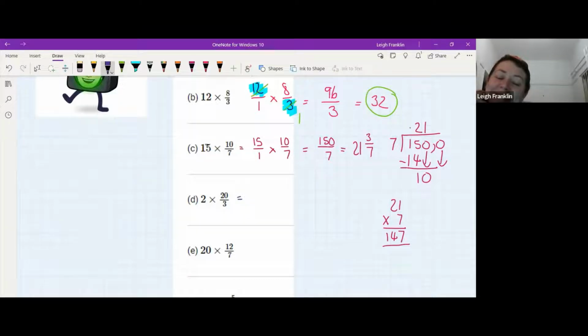So, ma'am, what I did was the whole number 2, I did it 2 over 1 times 20 over 3 equals 40 over 3. And then I made sure that I found out how much does 3 get into 40. But it only goes 12 times, so there's only a remainder of 4.